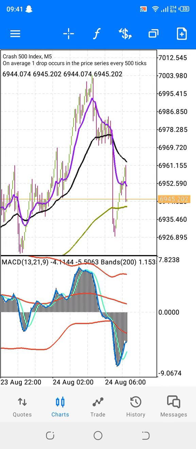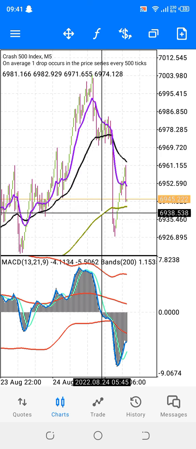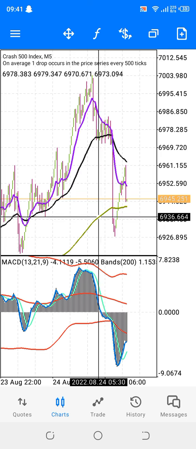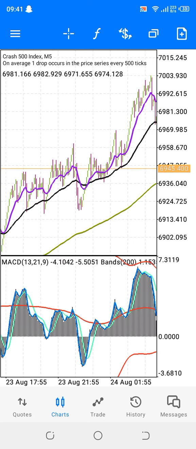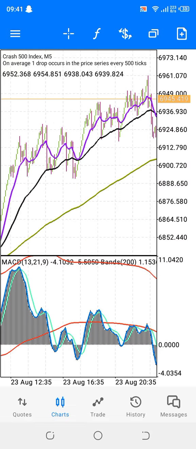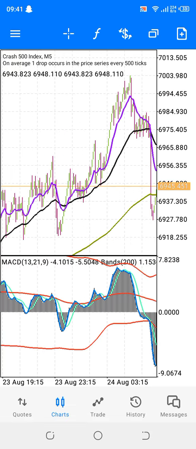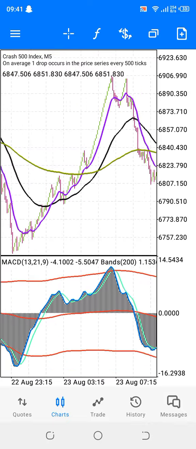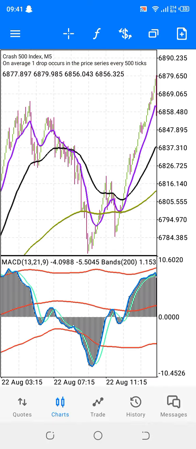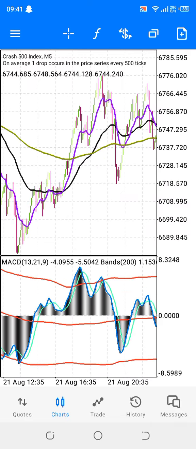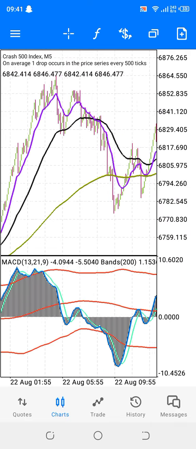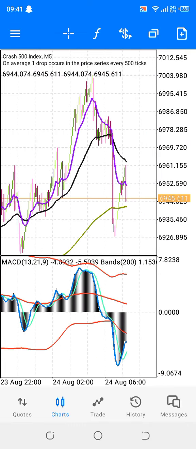So there's the thing. I love to always have the 200 moving average on my chart. This green one is just for showing the trend, if it's an uptrend or a downtrend. Sometimes you get confused, like when the market is ranging, you don't know which is which. So the 200 moving average is always good to show the trend.